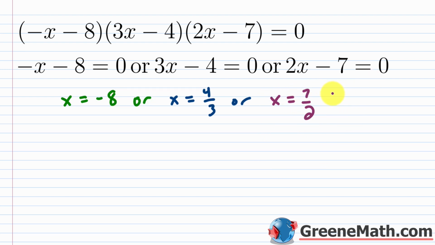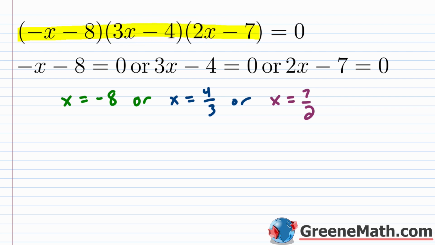So what's the purpose of doing this? Remember that if you take this and set it equal to 0 and solve, your real solutions correspond to x-intercepts on the graph. In other words, you could take this and graph it. So you could say f of x is equal to the quantity negative x minus 8 times the quantity 3x minus 4 times the quantity 2x minus 7.